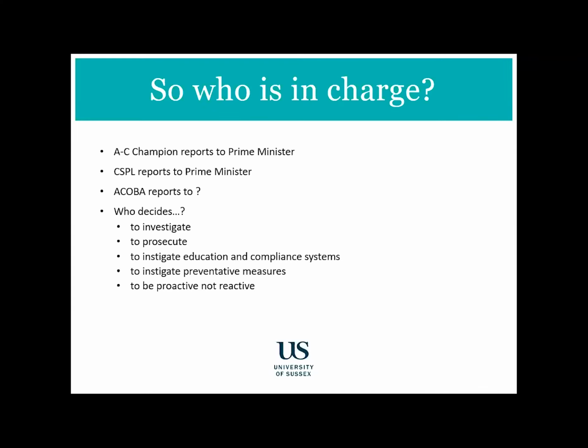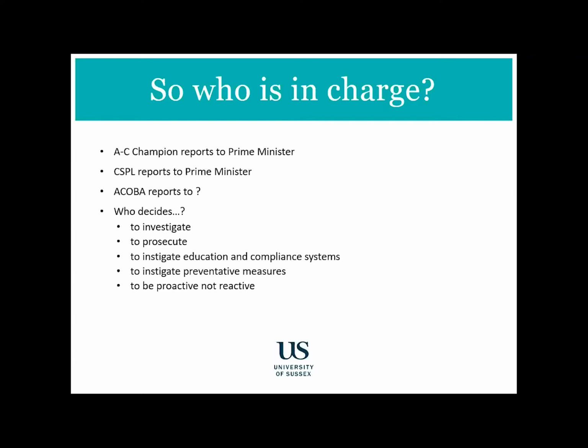And it's slightly unclear if you take the corruption scene in the UK as a whole, although you can answer these questions on some specific areas, like large overseas bribery by a corporate: who decides to investigate, prosecute, educate, promote compliance systems, instigate preventative measures. That's very uncertain in lots of the areas of corruption in the UK. And particularly, this is a point picking up on what Tristram Hicks has said in his paper on the prosecution of corruption in the UK. Who decides to be proactive rather than reactive?